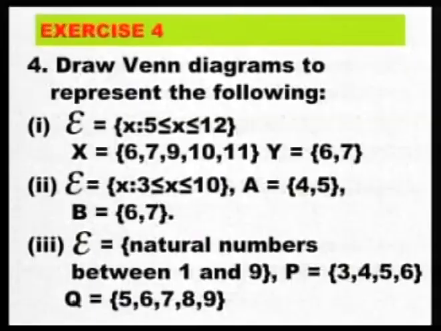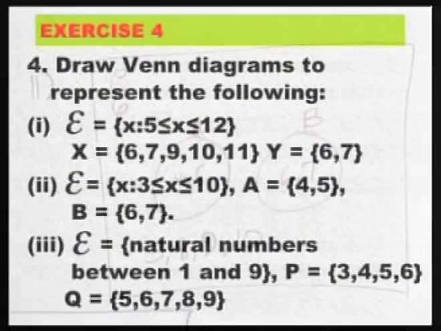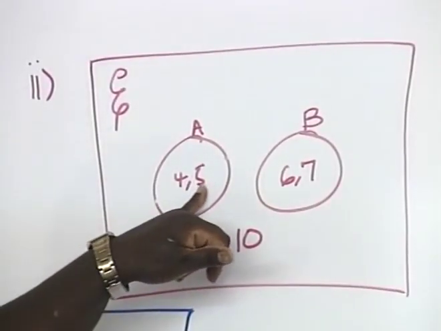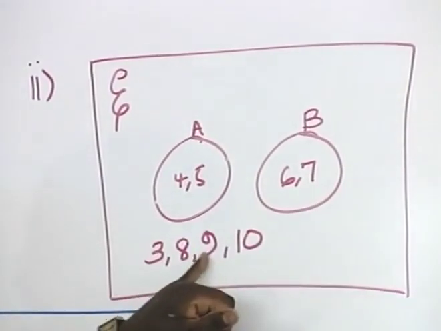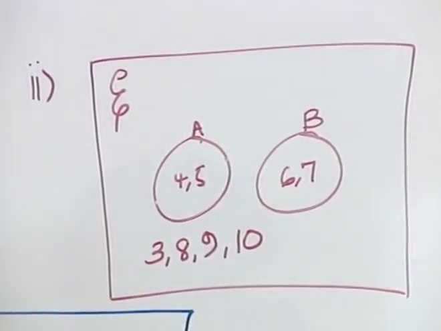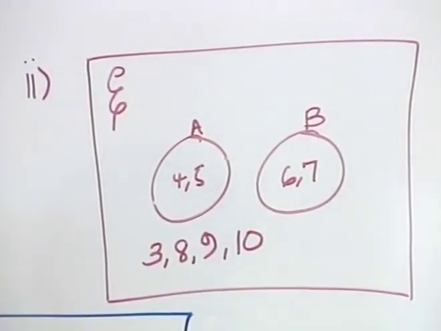Number 2. Okay, number 2. The universal set is the set x such that x is between and equal to 3 and 10. So 3, 4, 5, 6, 7, 8, 9, 10. Yes, that's the universal set. A is the set 4, 5, and B is the set 6, 7. A intersection B is a null set. So this is correct. Number 2 is correct.